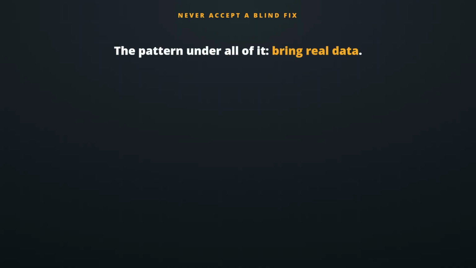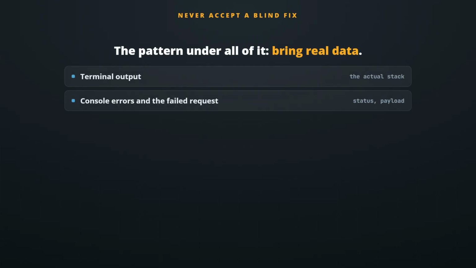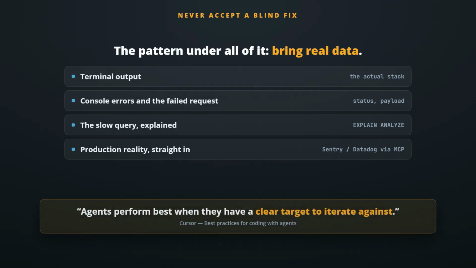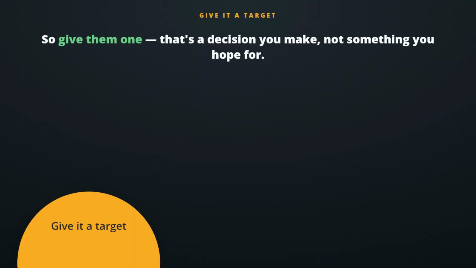The pattern under all of it is bring real data: terminal output, console errors and the failed request, explain analyze on the slow query, Sentry or Datadog through an MCP server, so production reality reaches the agent directly instead of through your memory of it. Agents perform best when they have a clear target to iterate against, so give them one. And that's a design decision you make, not something you hope for.